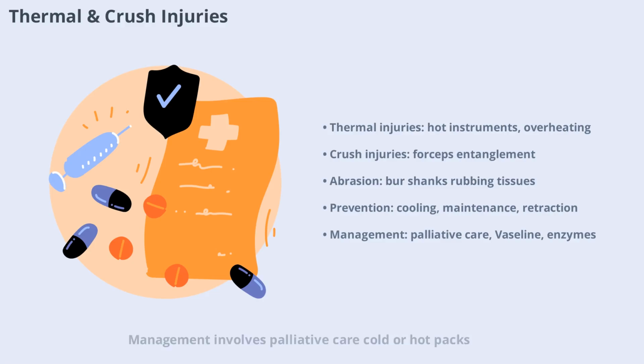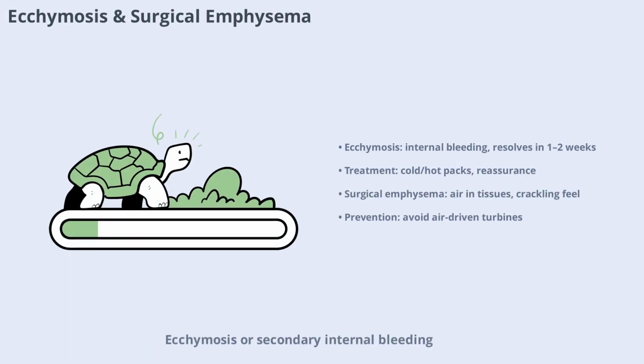Management involves palliative care, cold or hot packs, topical Vaseline, and proteolytic enzymes like serratiopeptidase. These measures help reduce pain and promote healing, ensuring patient comfort during recovery. Ecchymosis, or secondary internal bleeding, is a complication that absorbs spontaneously within 1 to 2 weeks. Treatment involves cold or hot packs and reassurance to the patient.